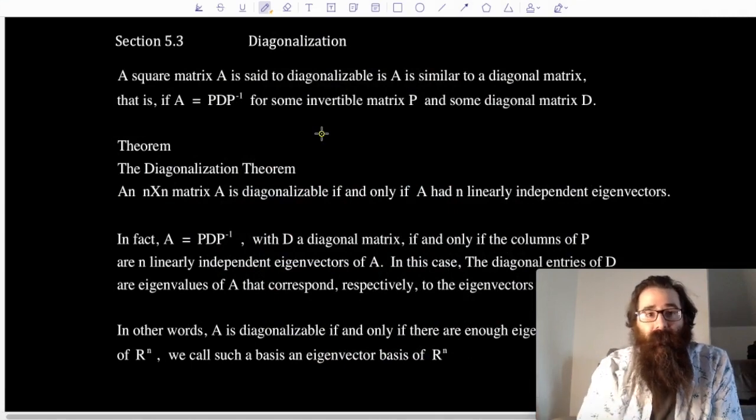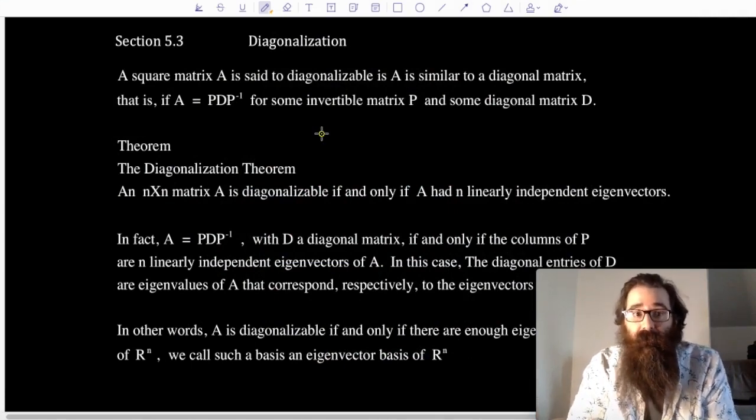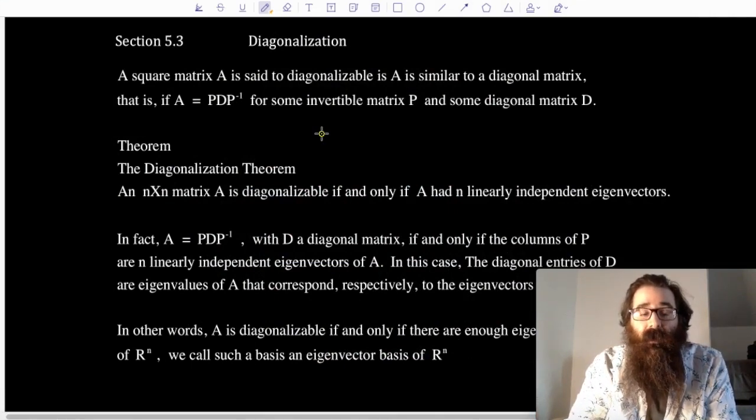Hey, welcome. Today we're going to take a look at diagonalization, which is a very interesting topic for the course, and I think you're really going to enjoy it. Let's go ahead and talk a bit about it.